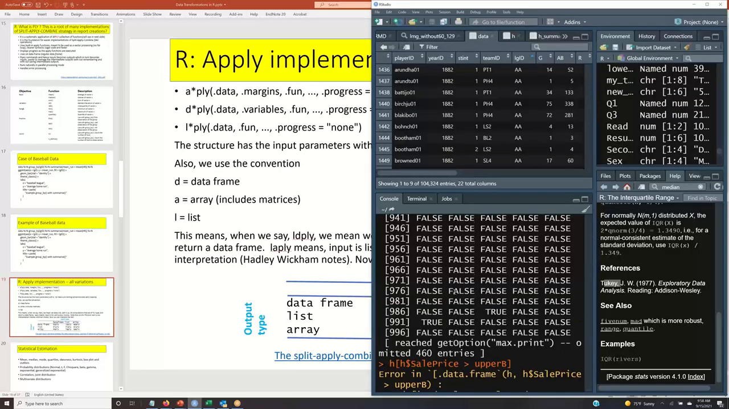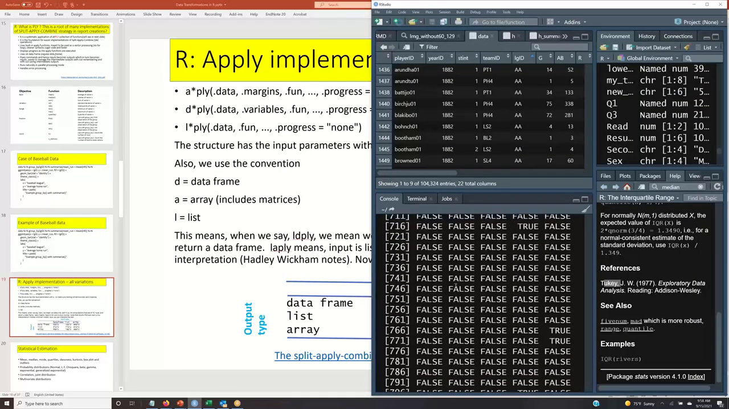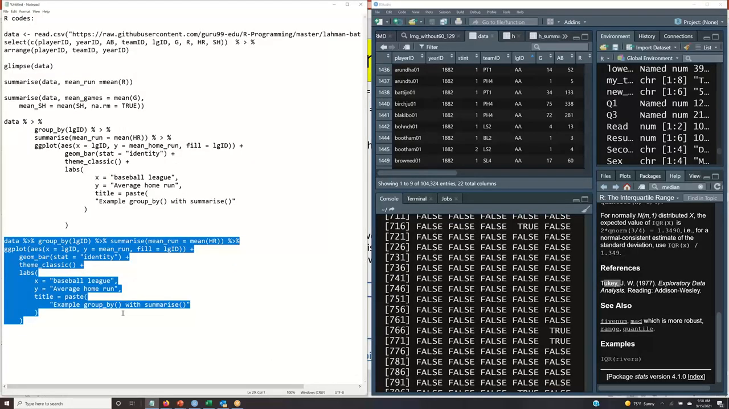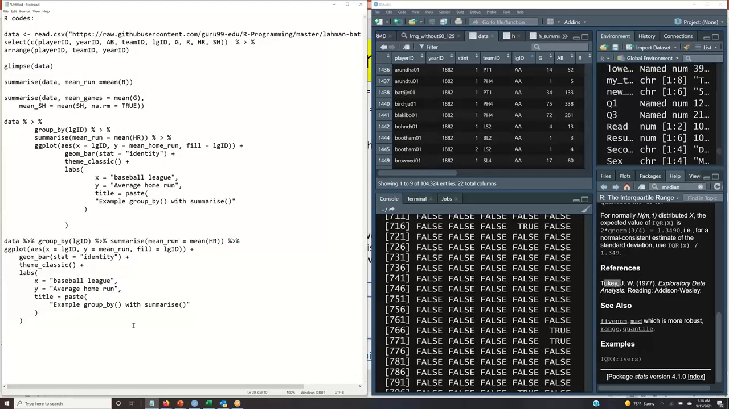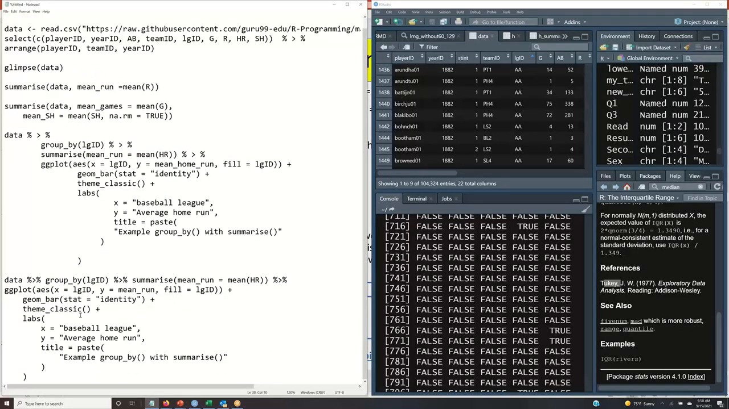I have it in the notes, but let's take this example. This is my last example. So take a look at this one, okay? Are you able to see this now? I take the data. This is the data about baseball data. And I want to group that.